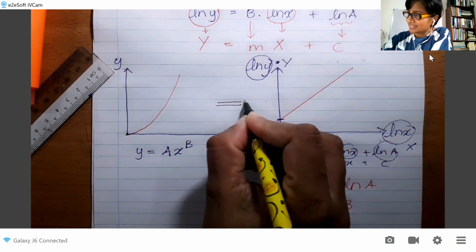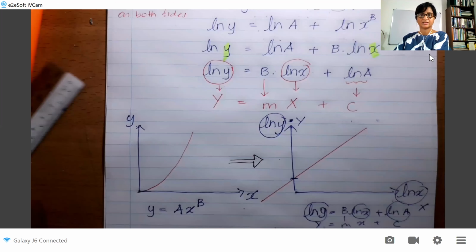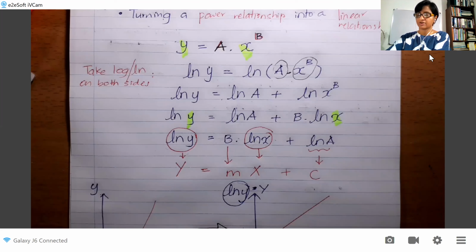Clear, okay. Can you all copy this? So I will first copy this part, turning it into from here to here.